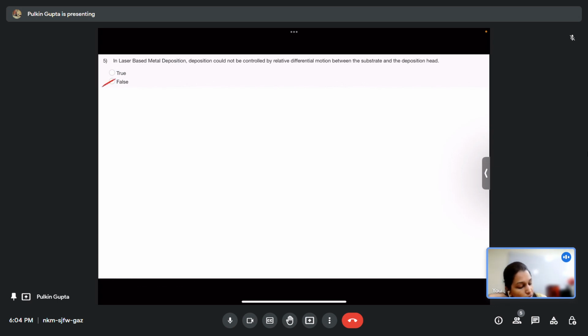We can actually control the deposition by the relative differential motion between the substrate and the deposition head.